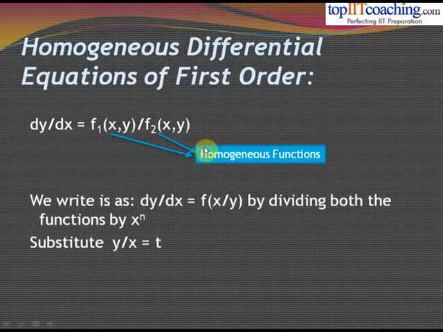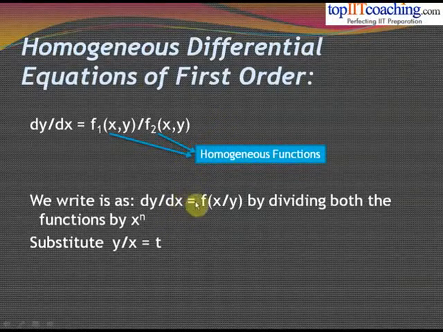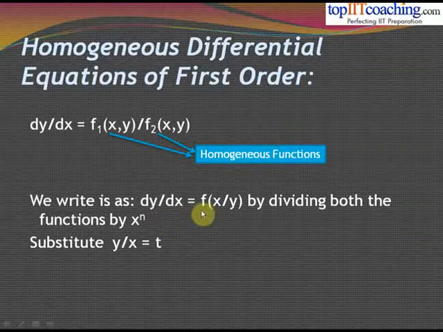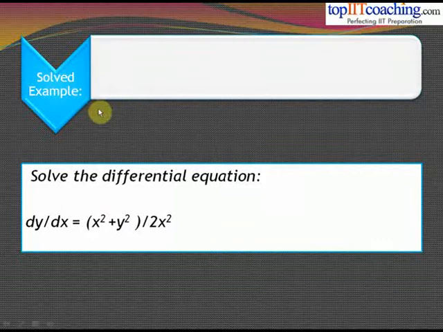Now we write dy by dx as equal to f of y by x by dividing both the functions by x to the power of n. So if this equation is of the degree n, then what we do is we divide the numerator and denominator by x to the power of n, and thus we express dy by dx as a function of y by x. In the next step, we substitute y by x equal to t, and so this is the way we solve such kind of homogeneous differential equations of the first order. So let's try to see an example.